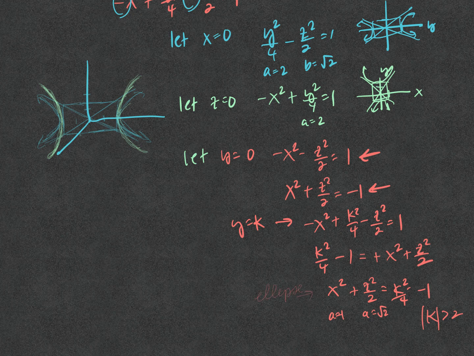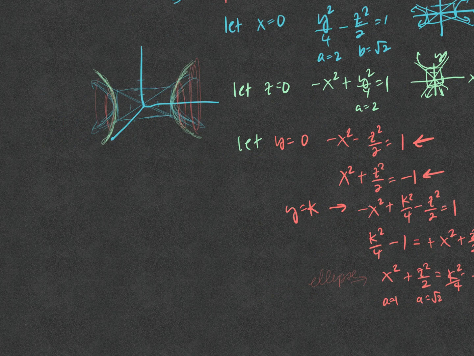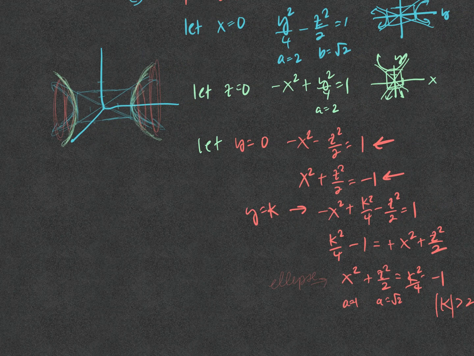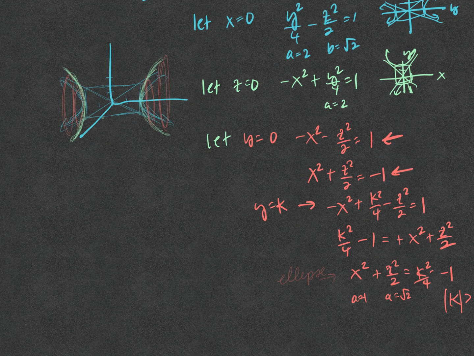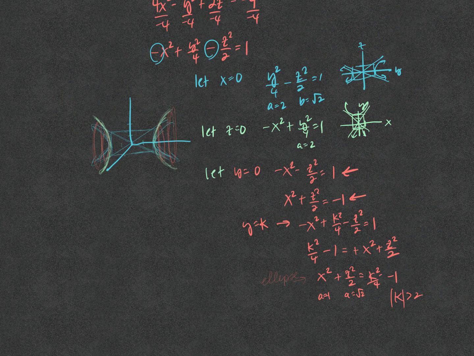And these ellipses are happening when k is greater than 2. So we got an ellipse here, and an ellipse here, and the absolute value of k is greater than 2. So we have these ellipses. So you can see that these two negatives in the beginning caused us an interesting hyperbola, and this is called a hyperboloid of two sheets. A hyperboloid of two sheets.